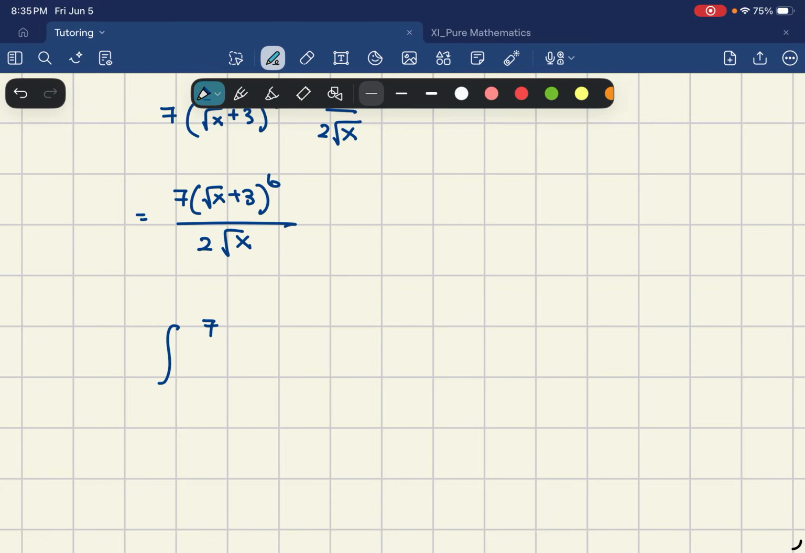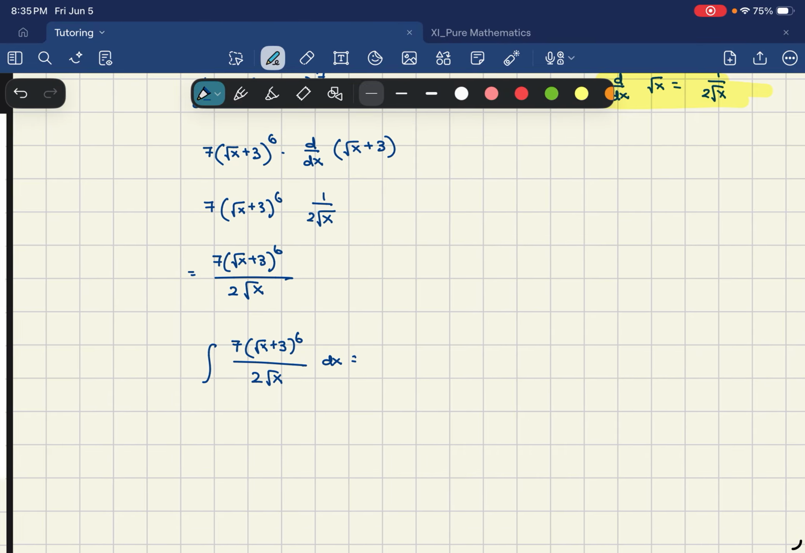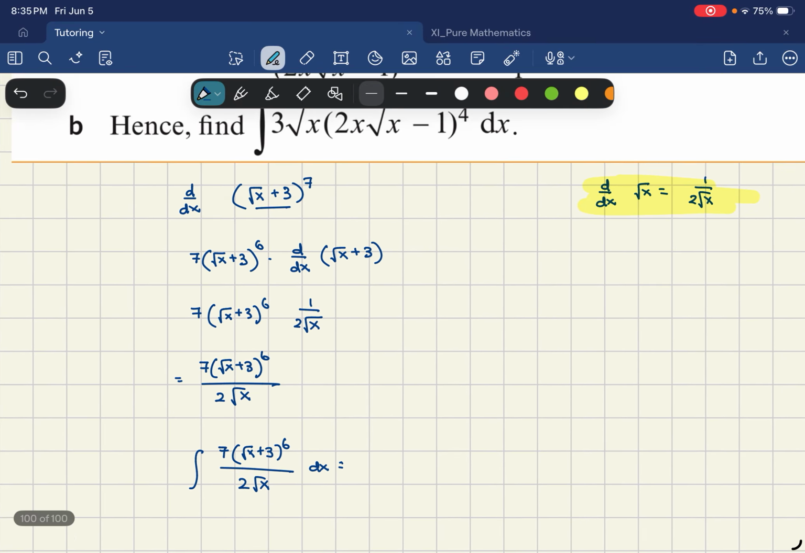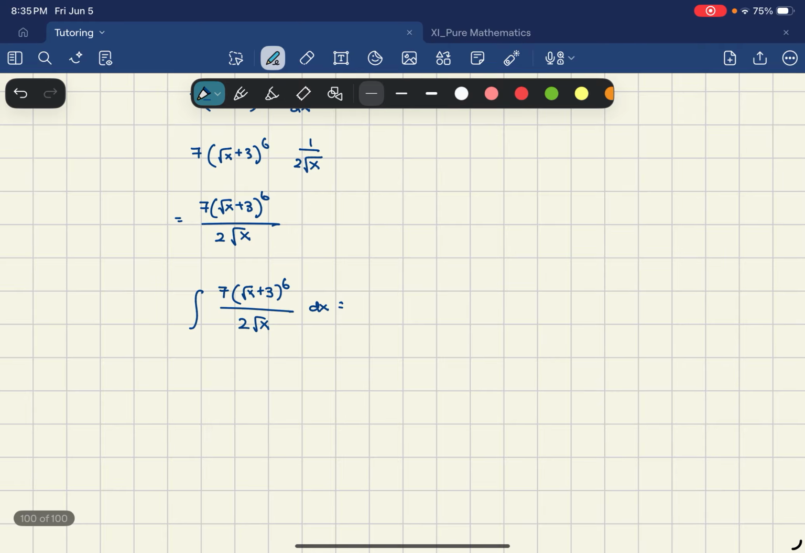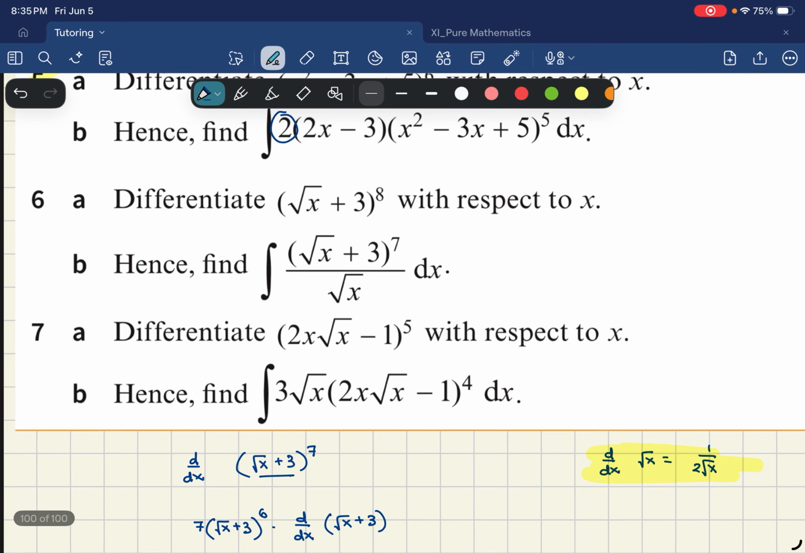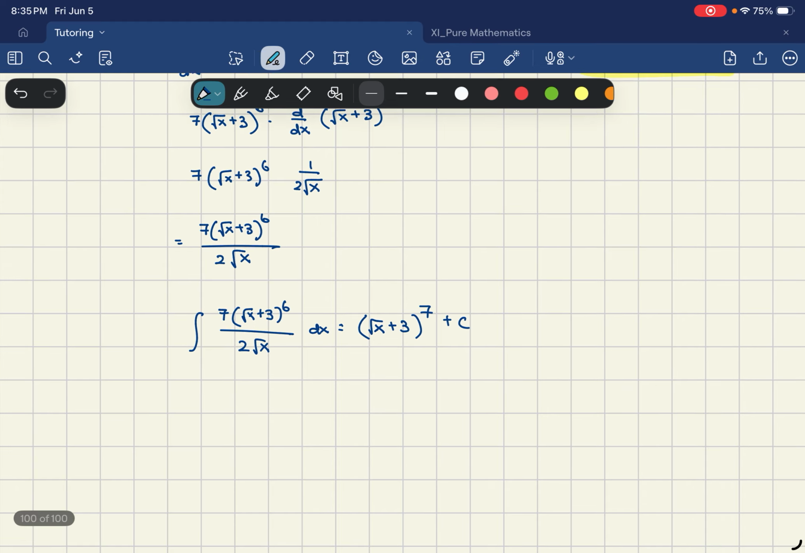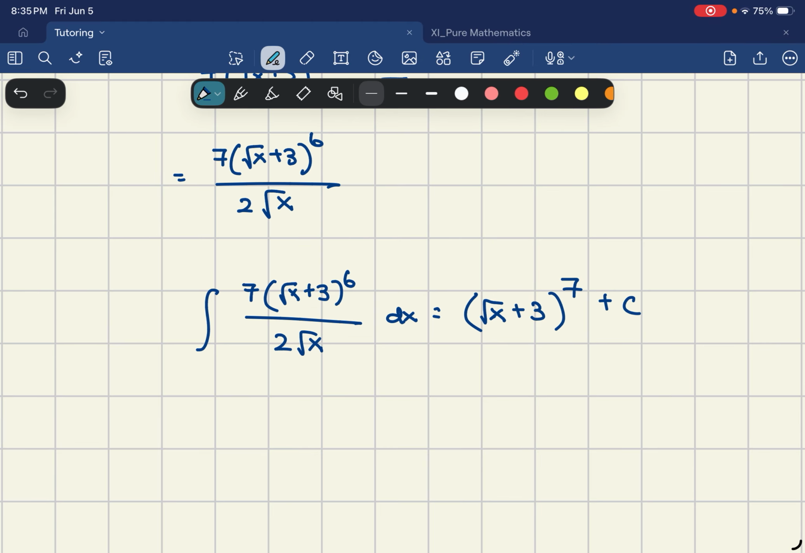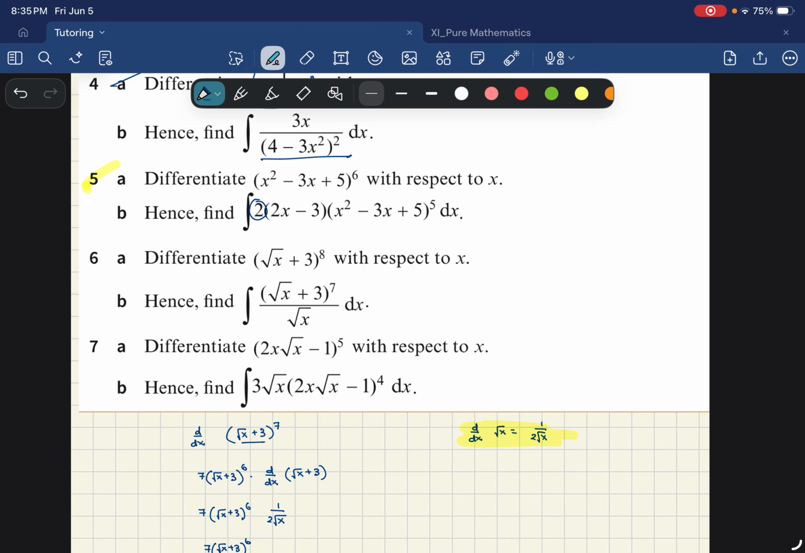And if I integrate this expression, what do I get? Well, I get what we started with: square root of x plus 3 to the power 7 plus c. Do not forget your constant of integration. And what is the question asking me? Well, I just don't have the constants in front. They're just asking me to find square root of x plus 3 to the power 6.